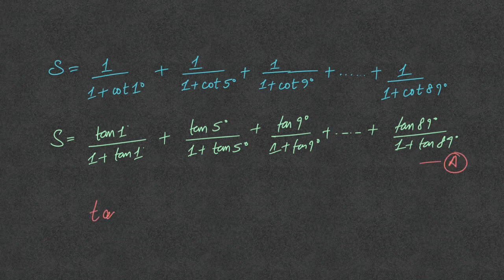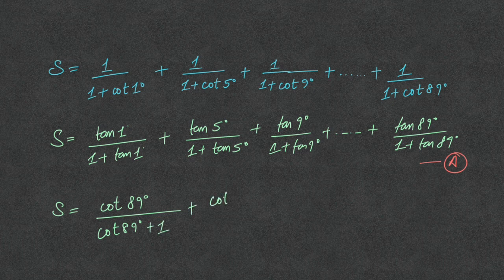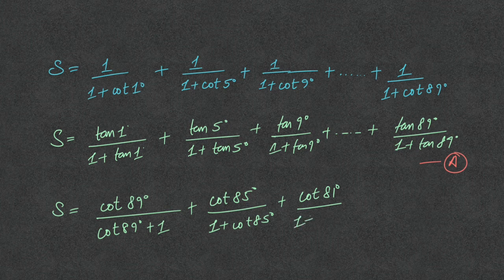Since we know that tangent of x is equal to cot of 90 degree minus x, using this identity in every term in this equation, we get S is equal to cot 89 degree divided by cot 89 degree plus 1, plus cot of 85 degree divided by 1 plus cot of 85 degree, plus cot of 81 degree upon 1 plus cot 81 degree, plus so on, cot of 1 degree divided by 1 plus cot of 1 degree.